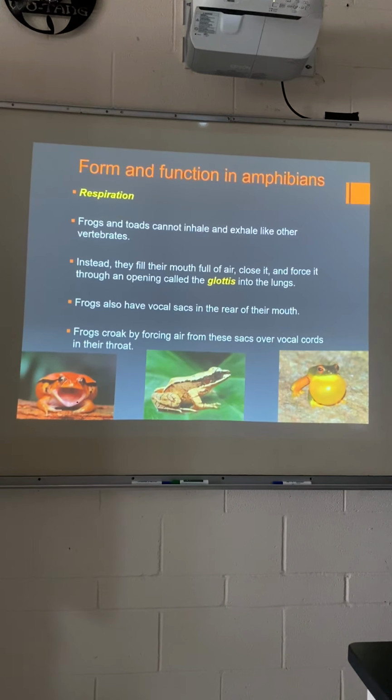So frogs and toads, they can't inhale like us and exhale, so they actually have to force air in there using a glottis. So it's a force flap basically that pushes it in, and muscularly they force that down into their lungs, and then from there they can release air back outwards, but also they use diffusion, so carbon dioxide can go out of there.